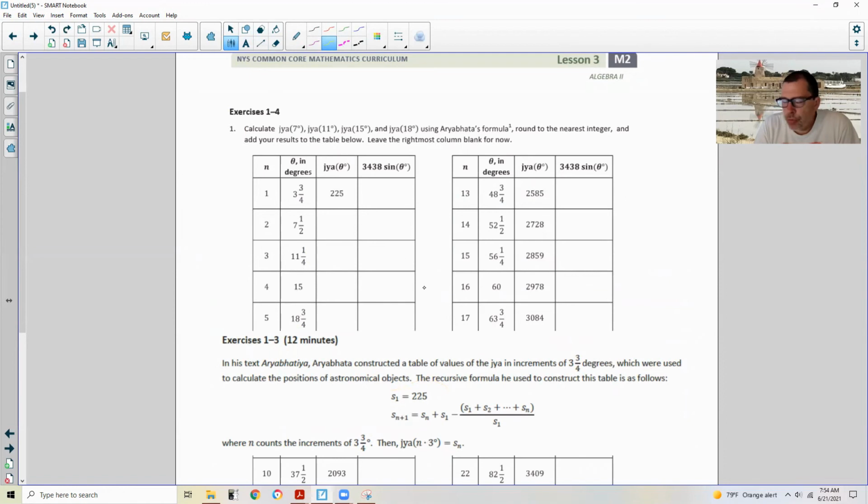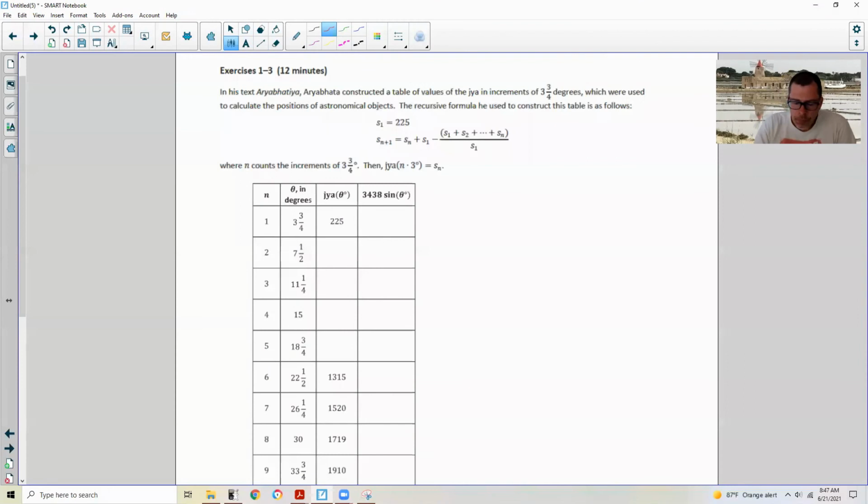Okay, so what we need to do now is fill in this table. Okay, so doing this sequence, keep in mind, S sub 1 is 225. S sub n plus 1 equals this formula here. So we're just going to do this formula again, over and over again. So if I were to do this to calculate 2, 3, 4, 5, which are blank, I would use this formula here. And so if I substitute in n as 2, then it would be S sub n plus 1.